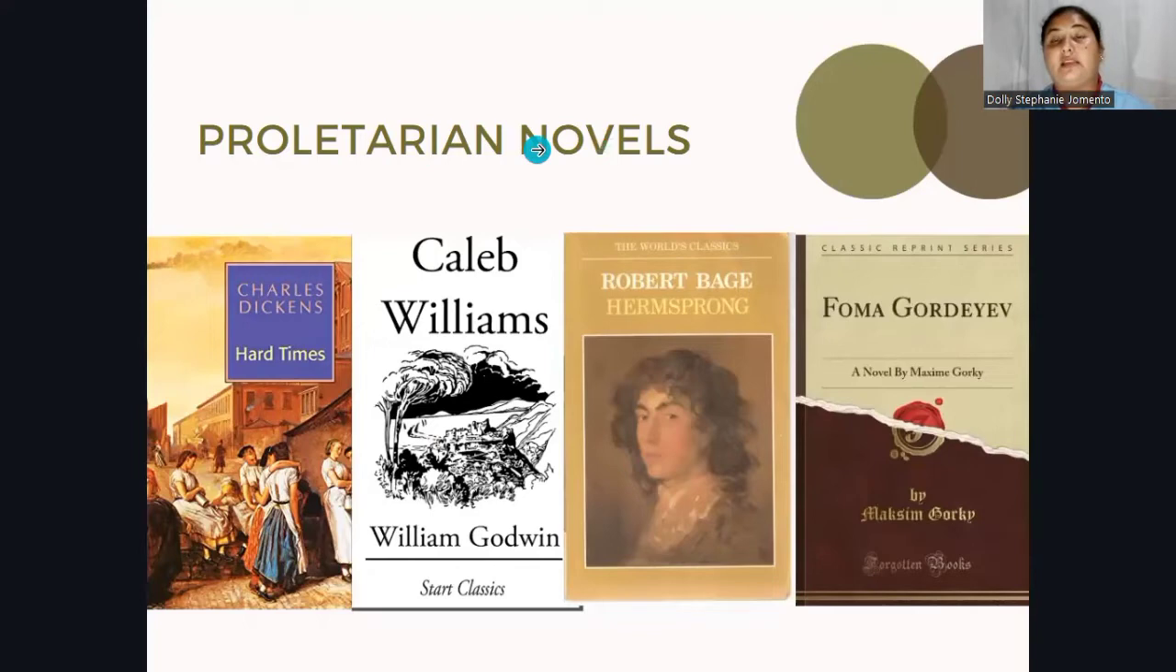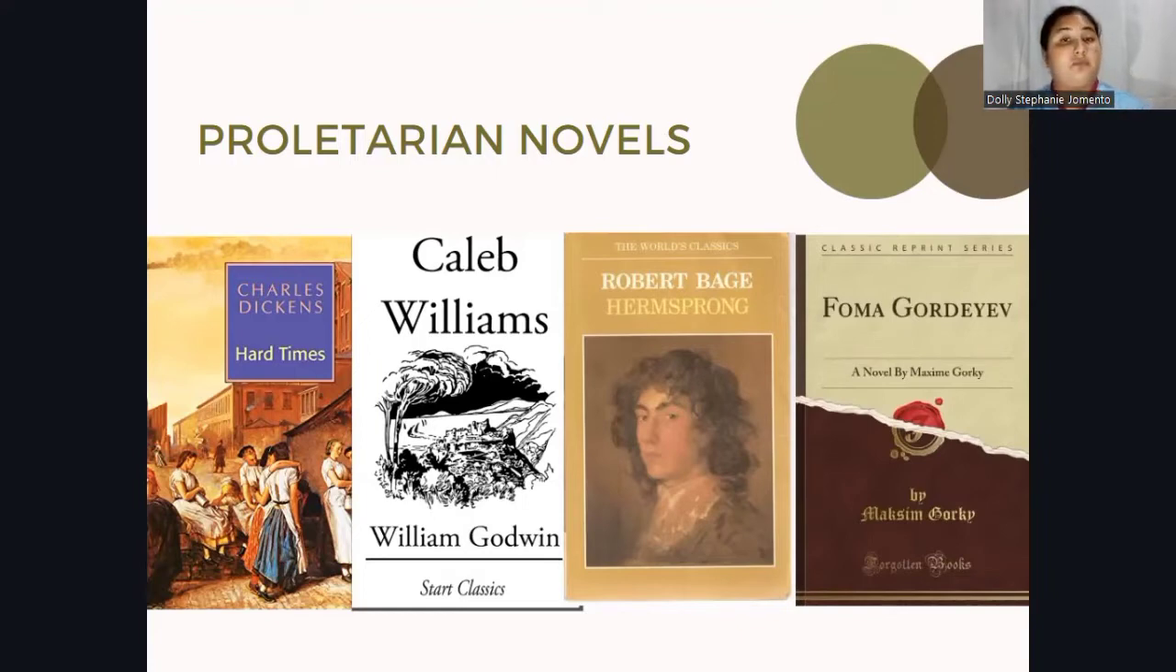So consequently, William Godwin's Caleb Williams in 1794 and Robert Bage's Hermsprong in 1796, although like Hard Times sympathetic to the lot of the oppressed worker, are more concerned with the imposition of reform from above than with revolution from within, and the proletarian novel is essentially an intended device of revolution.